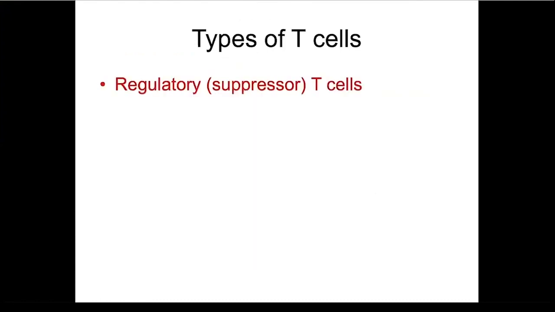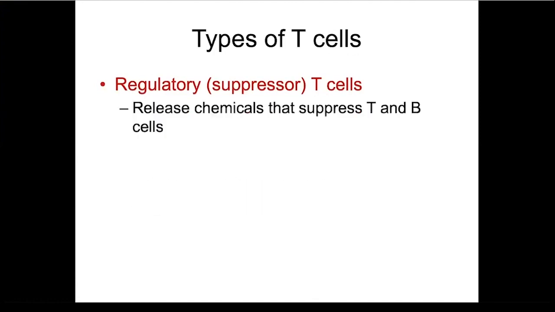A third type of T cell is what we call a regulatory or suppressor T cell. These recognize MHC class 2s. And what they're going to do is they're going to release cytokines that suppress T and B cells. In other words, they are going to stop the immune response. So once you have eliminated the antigen, you want to stop the immune response.